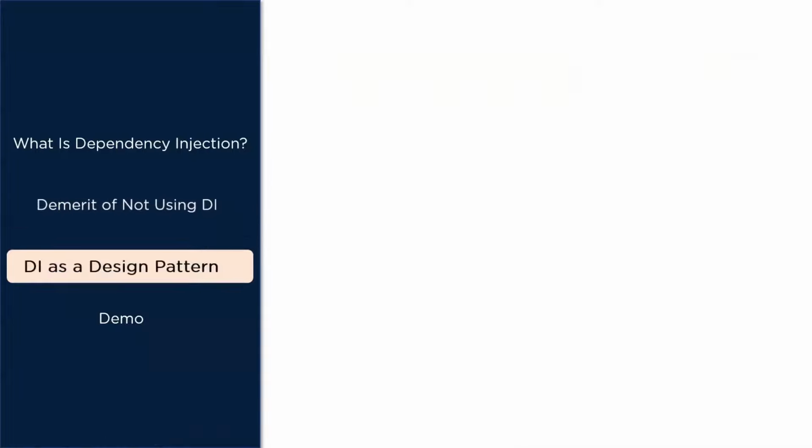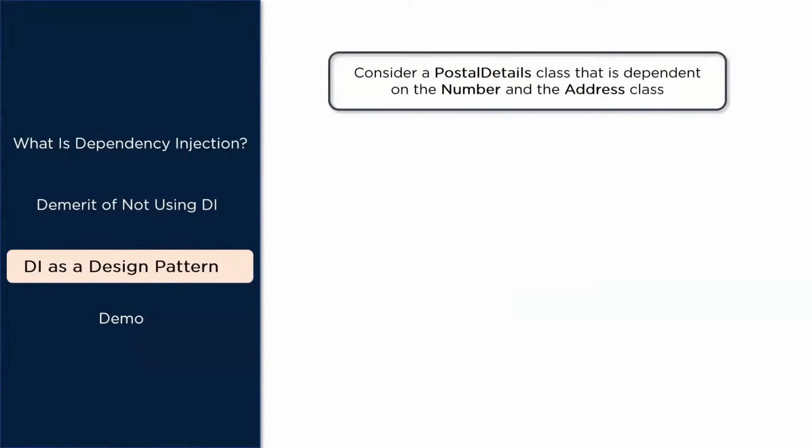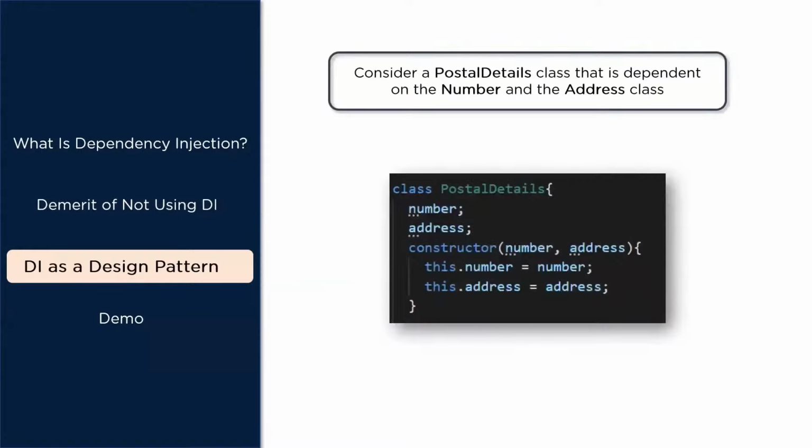Now let's look at DI as a pattern. Dependency injection, as you all know, is a coding pattern where a class receives its dependencies from an external source rather than creating them on its own. So here in the above example, we have moved the definition of dependencies from inside the constructor to the constructor's parameters. So the postal details class doesn't create the dependencies anymore. It just consumes them. So with that, we overcome the drawbacks of not using DI.